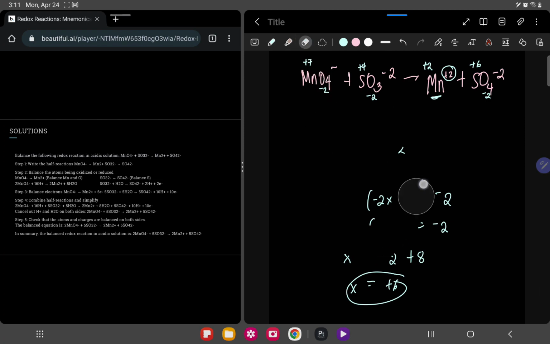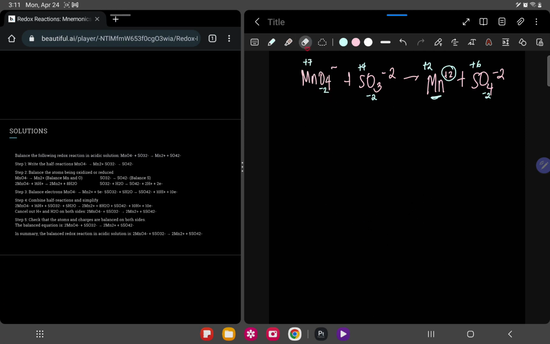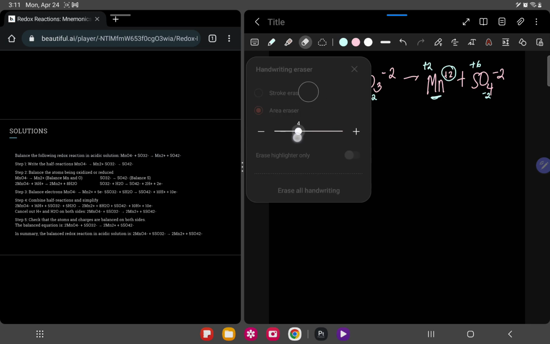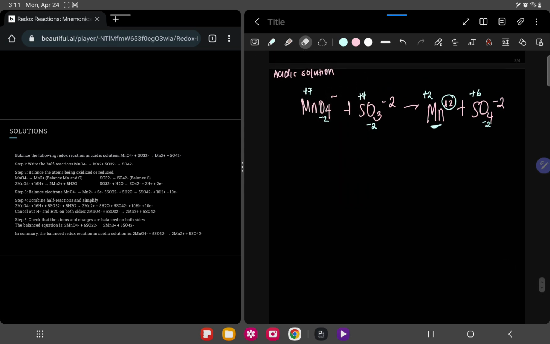So, why do we have to go through this very hard computation for each of the elements? So we'll know which one is our oxidation and which one is our reduction, which one is the reducing agent and which one is our oxidizing agent.